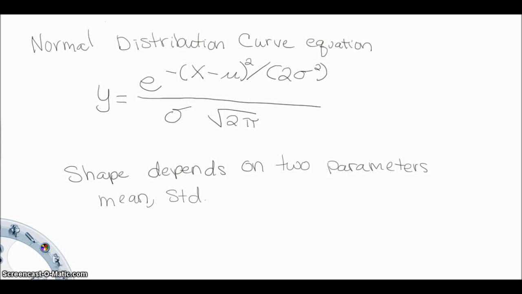Mu is our population mean, and sigma is our population standard deviation. Remember that shape is going to depend on the two parameters of mean and standard deviation when we're looking at our curve, because those are the two data points we are putting into the equation.